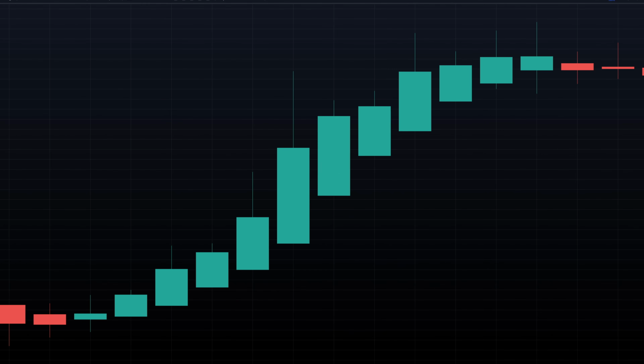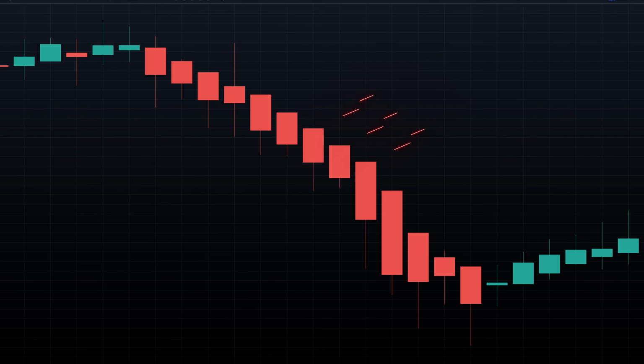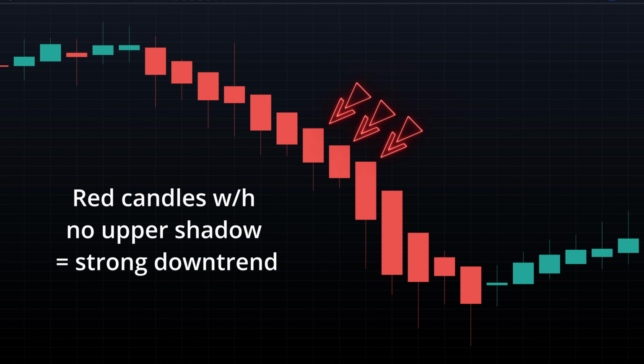In Heikin Ashi charts, green candles with no lower shadow signal a strong uptrend. Red candles with no upper shadow signal a strong downtrend.